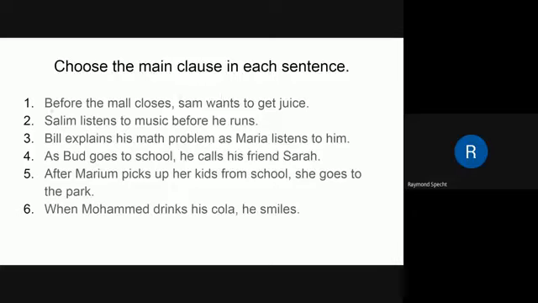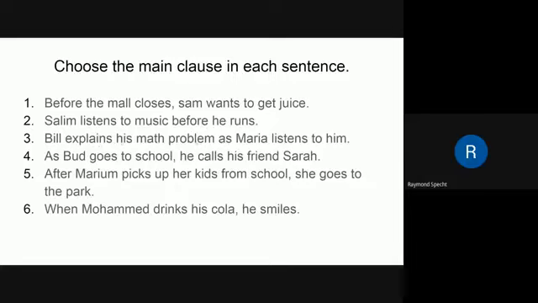Why? Before. Our time word here tells us this is going to be the dependent clause. All right, number 2. Salim listens to music before he runs. So our main clause, our independent clause, would be Salim listens to music. Before he runs would be our dependent clause. Why? There's our word, before.